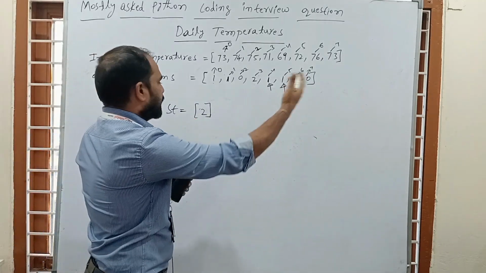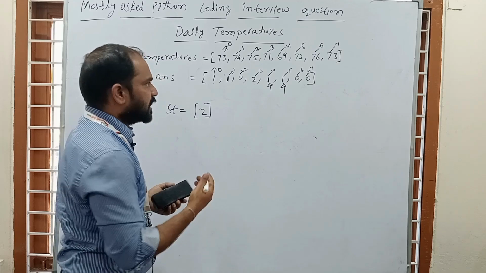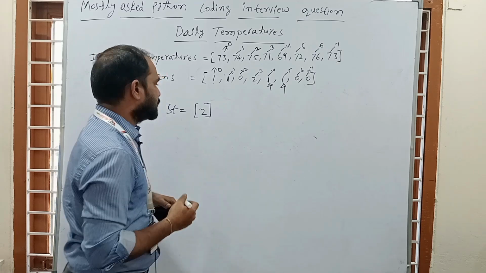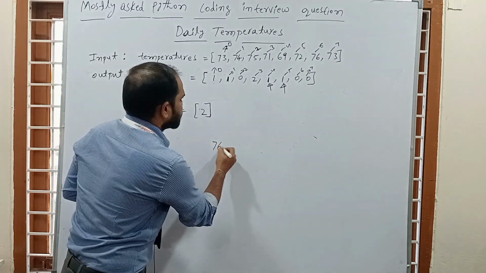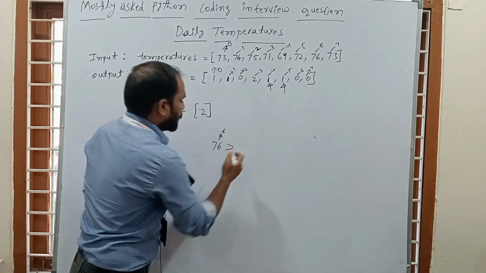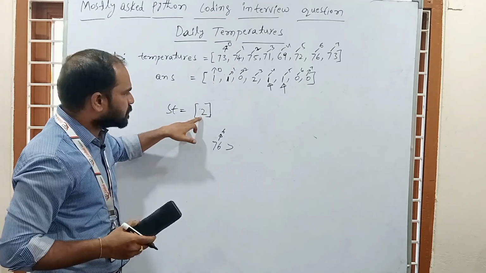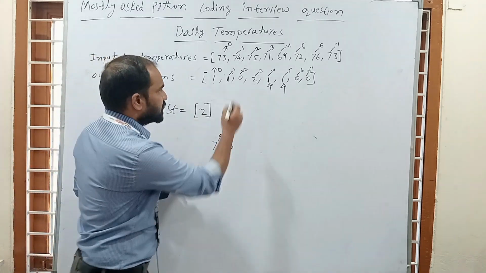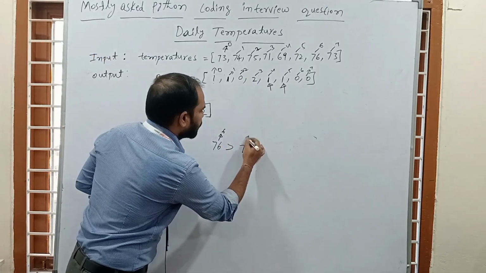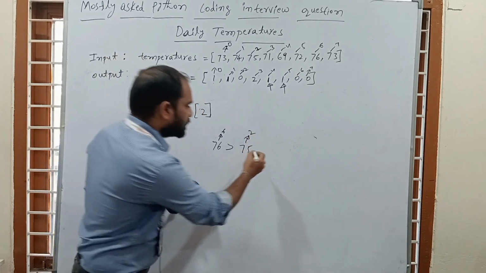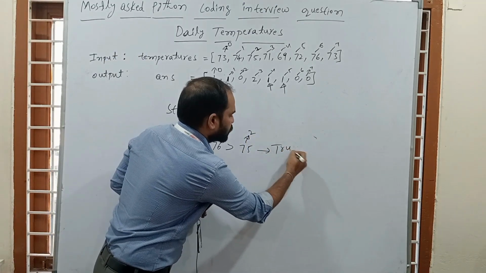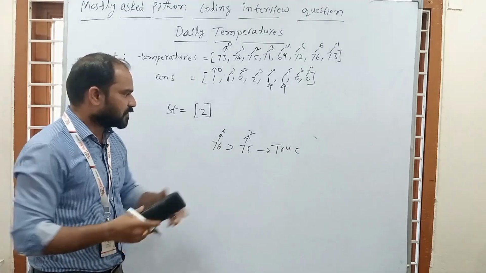And then take the next element. What is the next element? 76. Still we are comparing it with 76. What is the index we have in this particular list? Second. What is the second indexed element? 75. In this case it is true: 76 is greater than 75.